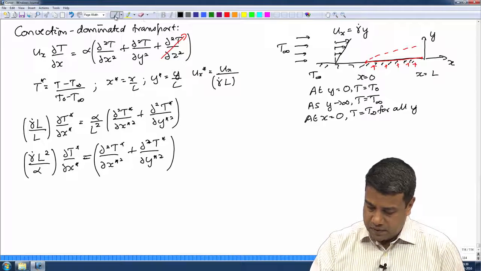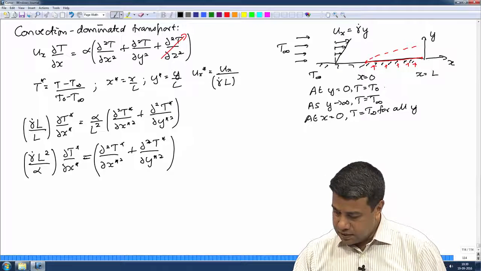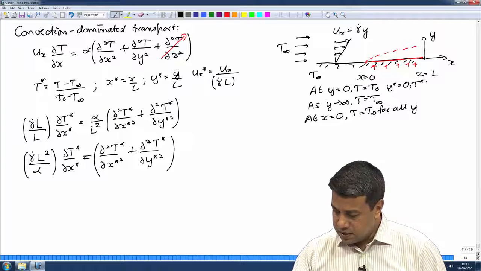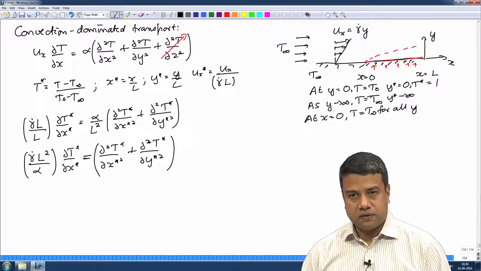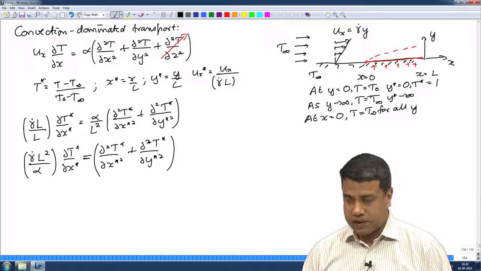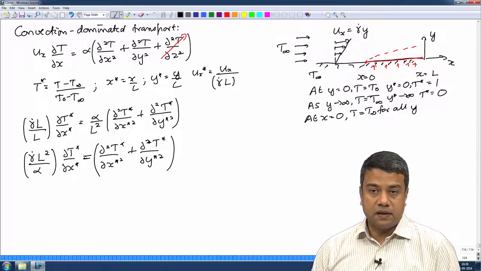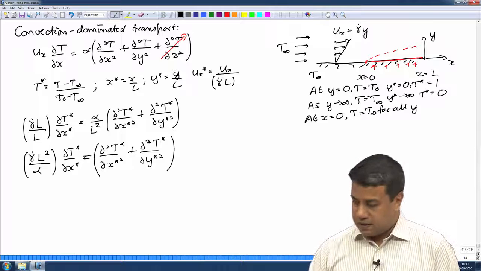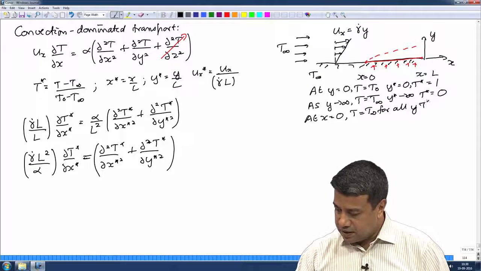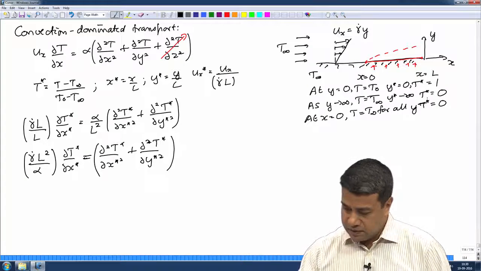And when I scale y here, this y equal to 0 becomes y star equal to 0, T star equals 1. As y goes to infinity, y star also goes to infinity, it is y by L. You can see that T star has to be equal to 0. You have to recover the undisturbed temperature field. And similarly, at x star equal to 0, T star is also equal to 0, for all y.